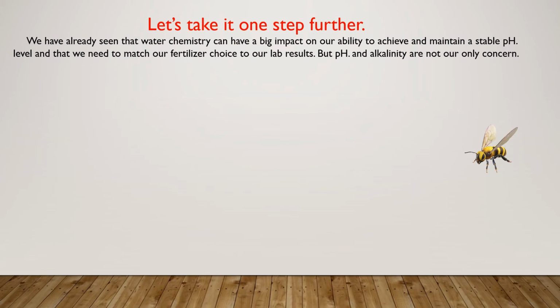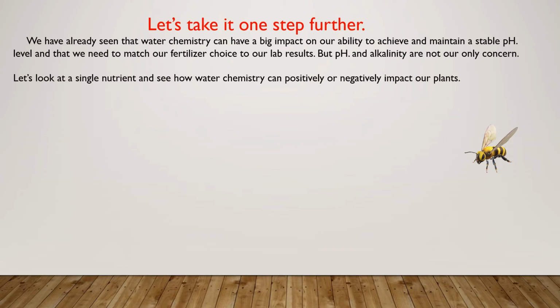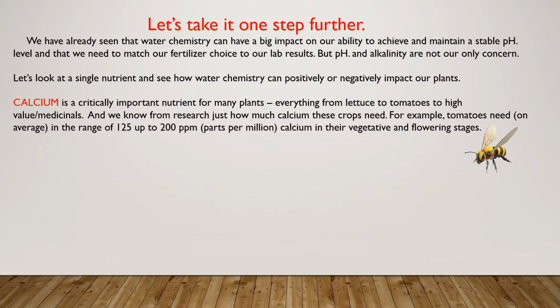So let's take this a step further. And we've already looked at pH and alkalinity and how they can affect what goes on in our soils and grow mediums and the effect that they have on our plants, either in a positive or detrimental way. So let's look at nutrients, and let's pick a singular nutrient as an example and see how water chemistry can positively or negatively impact our plant's ability to uptake and use different nutrients.